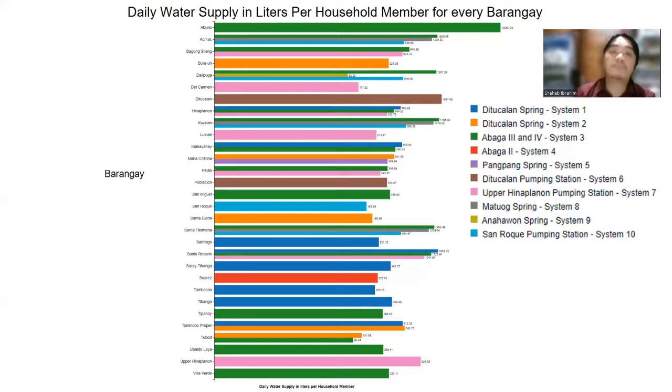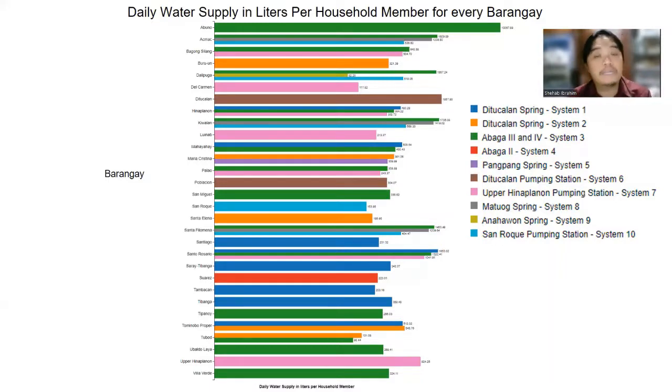For example, Abuno. Every resident, or every connected member, in Abuno is receiving 13,067 liters per day, which is very high actually. And Abuno is served by the Abaga 3 and 4 pumping station. So there's only one pumping station in Abuno, which is the Abaga 3 and 4.